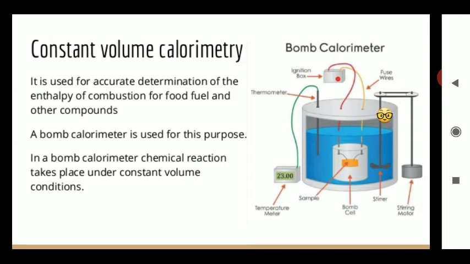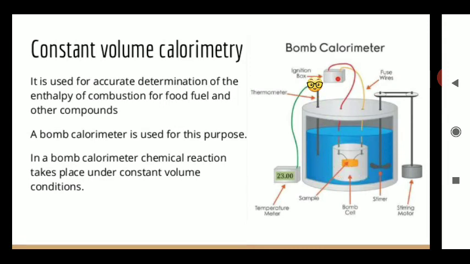So first of all, we have to take one simple vessel. Inside this vessel, we have to place one more part, known as the bomb, which is made up of a metallic component. Now we place one loop-like structure, and in this loop we put the calculated amount of the combustible substance. These two connecting wires are used just to pass the current, and they are connected at the bottom with the help of one filament.